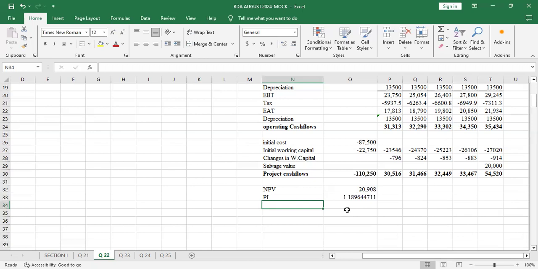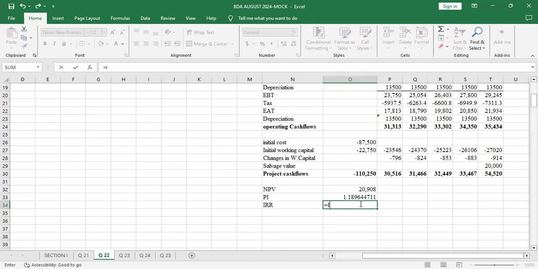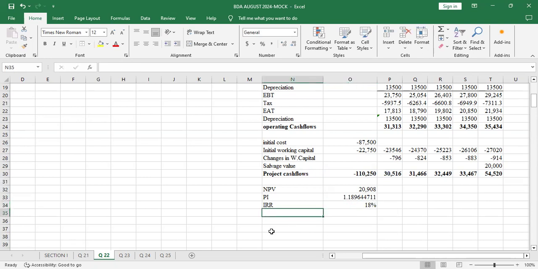The next thing we'll calculate is the internal rate of return, which is IRR. For the IRR, you just say equals, then you type the formula IRR, then you pick the values from year 0. You just pick all the values, then you close the bracket, then you enter. So for IRR, we have 18%.